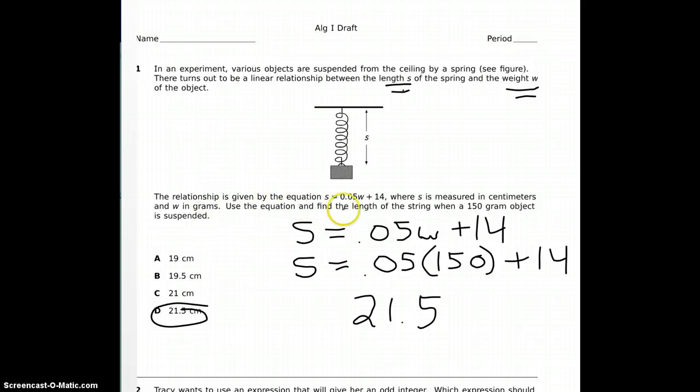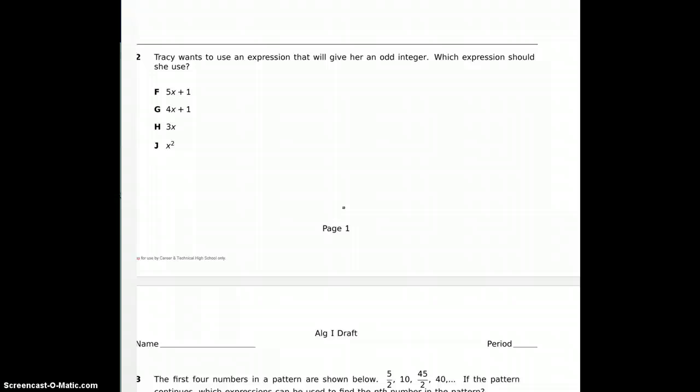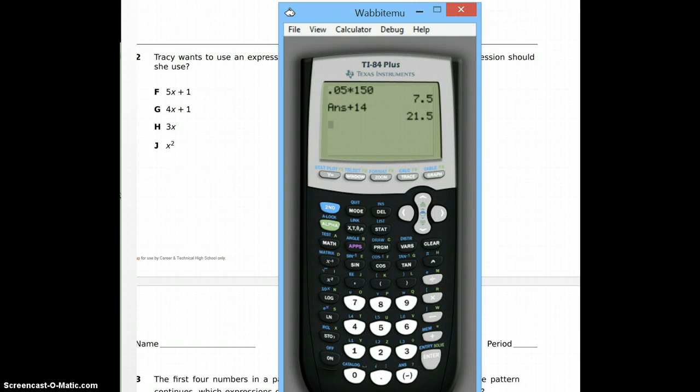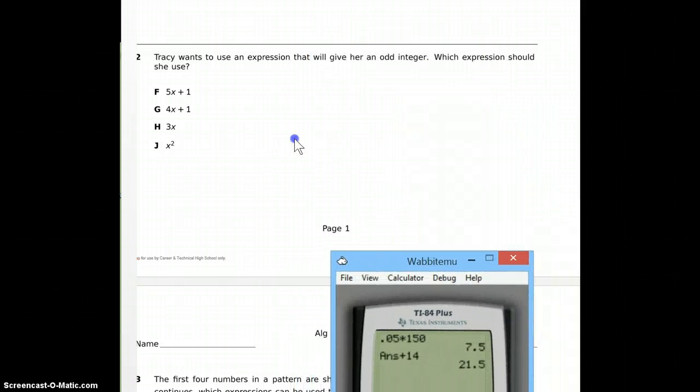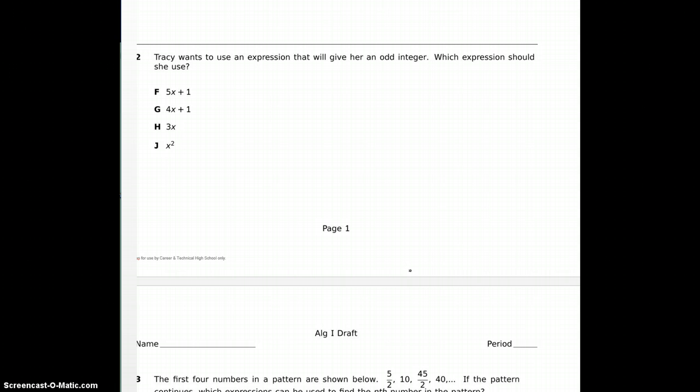Okay, so let's move on to number 2. Tracy wants to use an expression that will give her an odd integer. Which expression should she use? And so there's different ways that I can approach this problem. Some of you feel comfortable enough to do this problem the long way, which is basically you start with each answer choice. You create a table for each one, x and y.